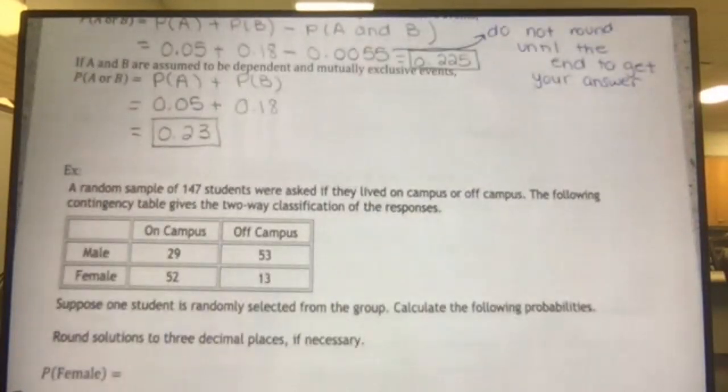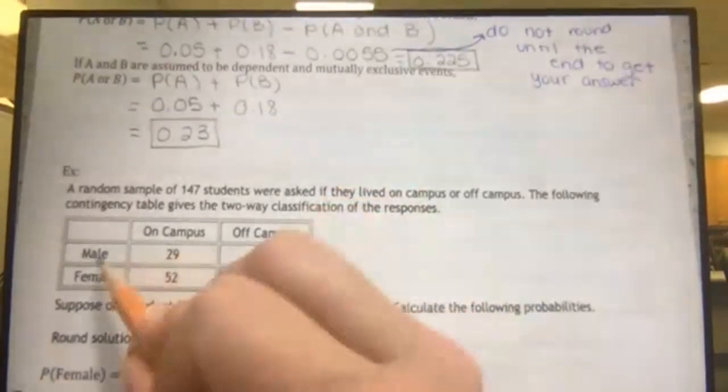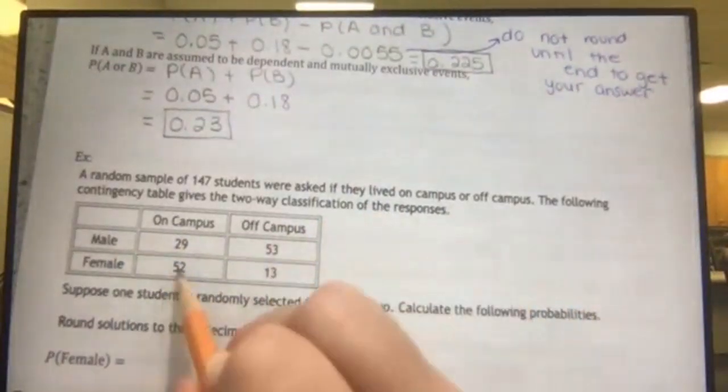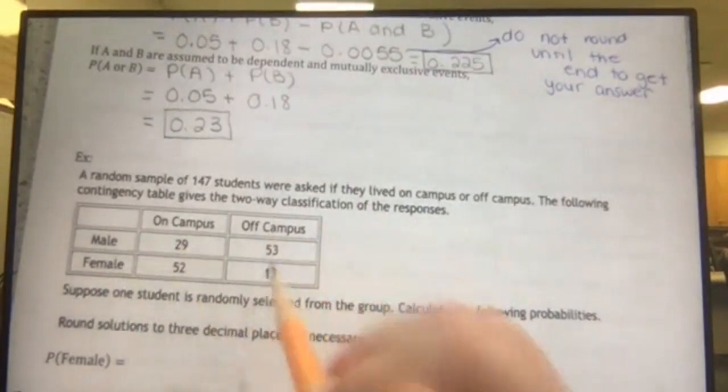All right, the next example, rolling through. A sample of 147 students were asked if they lived on or off campus. The following contingency table gives a two-way classification, just like we talked about with the car or truck one earlier. So we know that 29 males live on campus, 53 males live off campus, 52 females live on campus, and 13 females live off campus.